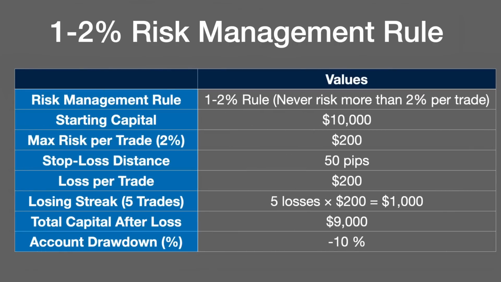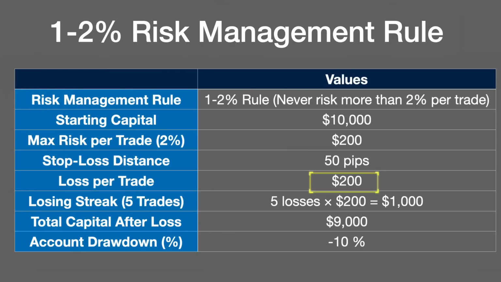Let's say you have a trading account with a balance of $10,000. Following the 2% rule, your maximum risk per trade is limited to $200. If your stop loss is set 50 pips away from your entry, you must calculate your position size so that a loss of 50 pips equals exactly $200. This ensures that no matter what happens, you never risk losing more than 2% of your account on a single trade.